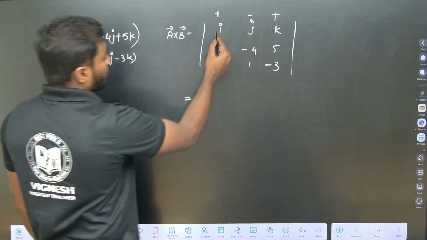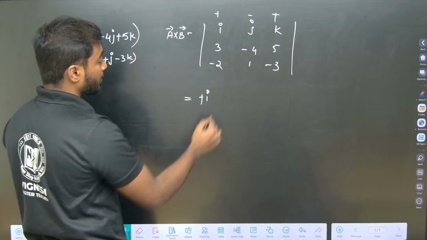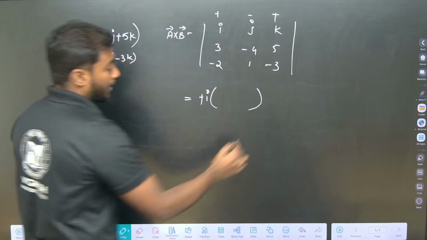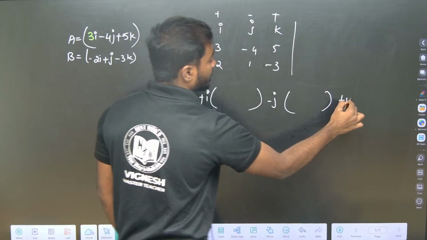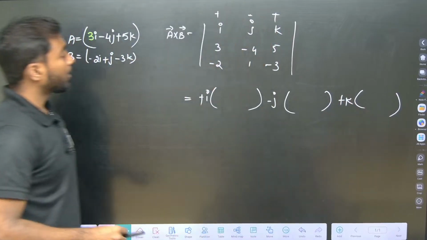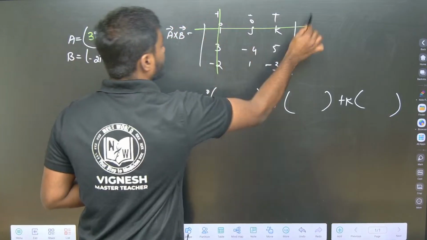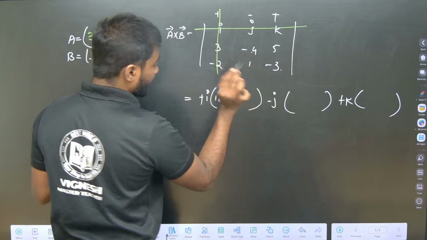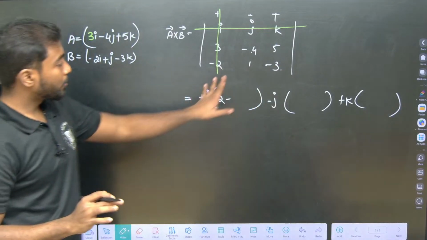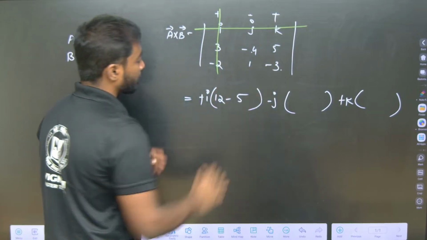So what is the thing here? i, what is the symbol? Plus. So multiplied, minus j, plus k. When I want to find i, close this. Minus 4 into minus 3 is 12, minus, you can keep blindly there, don't see whatever signs are there. So now 1 into 5 is 5, fine.